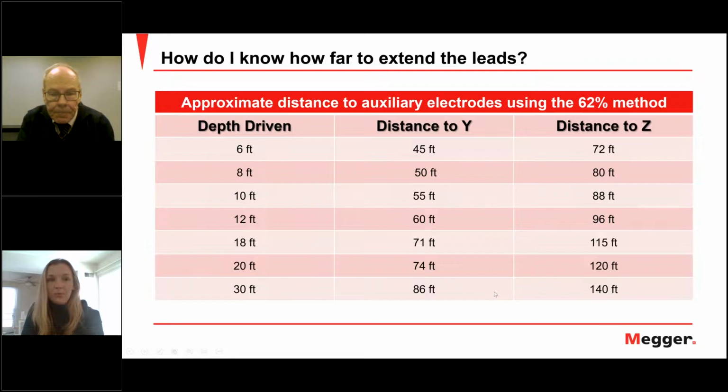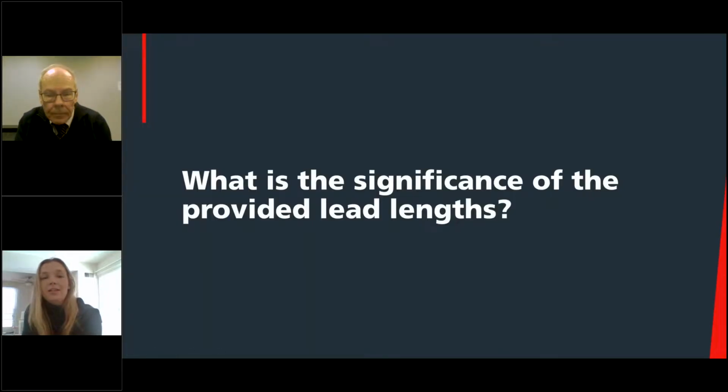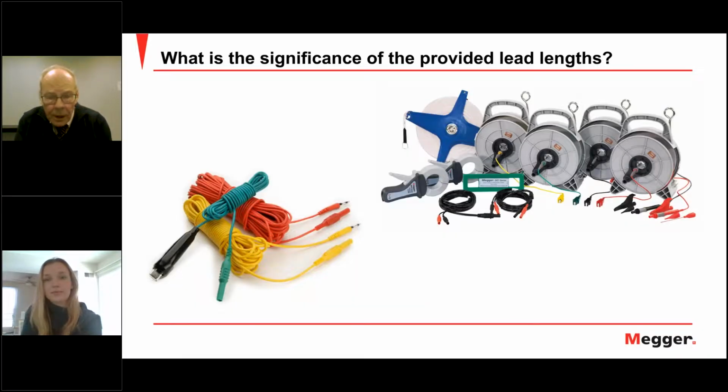Awesome. Okay, what is the significance, Jeff, of the provided lead lengths? All right. The thing to avoid here is, with our testers in particular, and probably a lot of other models that you'll get, the leads are cut to that 62% rule. So if you ran them out to their maximum distances and took a measurement, there's a fairly good chance that you would actually get a good reliable result. But the thing is, you want to avoid just doing that automatically. That's what a lot of people do.